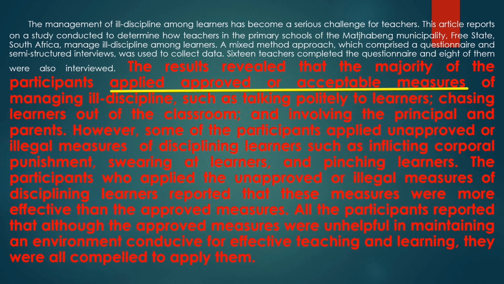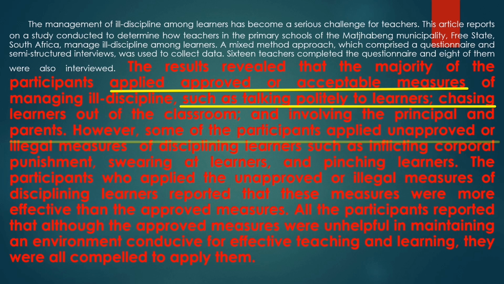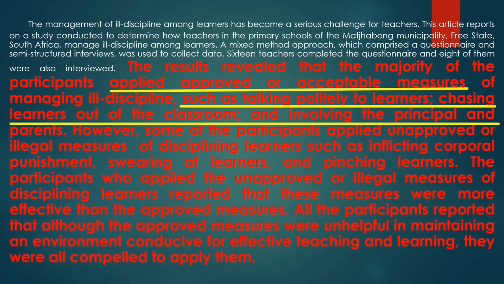So there are the major findings: the approved or acceptable measures such as talking politely to learners, chasing them out of the classroom, and involving the principal and parents.